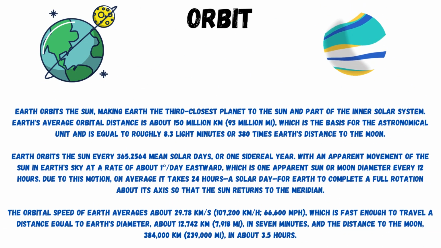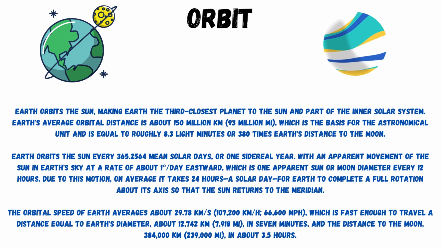Orbit. Earth orbits the Sun, making Earth the third closest planet to the Sun and part of the inner solar system. Earth's average orbital distance is about 150 million km, 93 million mi, which is the basis for the astronomical unit and is equal to roughly 8.3 light-minutes or 380 times Earth's distance to the Moon. Earth orbits the Sun every 365.2564 mean solar days, or one sidereal year.